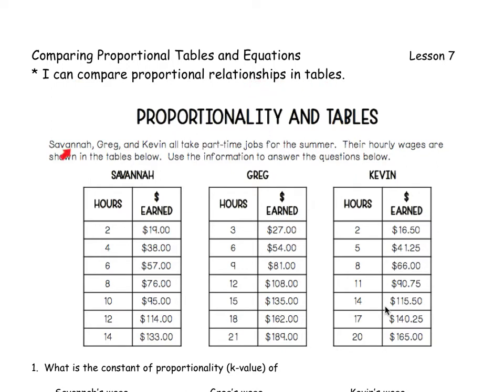So the situation is Savannah, Greg, and Kevin all take part-time jobs for the summer. Their hourly wages are shown in the table below. Use the information to answer the questions below.